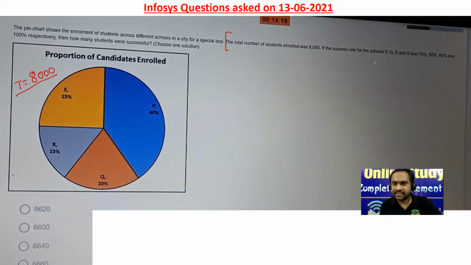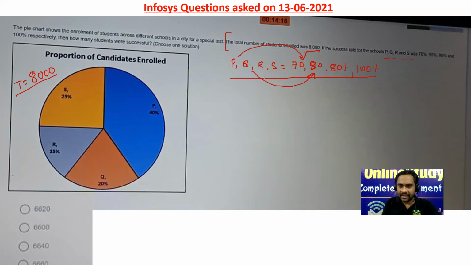If the success rate for the schools P, Q, R, and S was 70%, 90%, 80%, and 100%. I will write this down here because some of you might not be able to see. So the total number of students enrolled is 8,000, and the success rate for schools P, Q, R, and S was 70%, 90%, 80%, and 100% respectively. Respectively means for P it is 70, for Q it is 90, for R it is 80, and for S it is 100%, right? Because this data is very small, even I am finding it a little difficult to read, so that is the reason I have written it here.